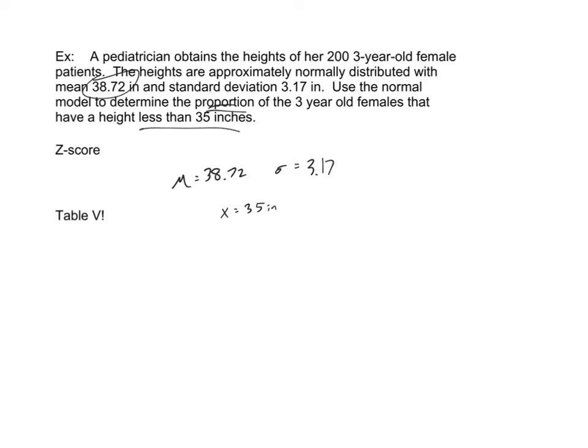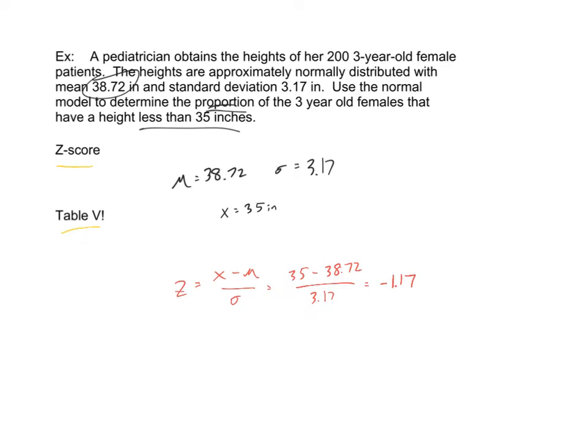So in this problem, the x that we're talking about is 35 inches. I've got the two steps over here. First, we're going to find a z-score. Z equals x minus mu over sigma. And then we're going to go to the table and look up our area and then write a sentence as a proportion. My x is 35 inches, mu, the mean, 38.72, over sigma, 3.17. Punch that into my calculator, and I get a z-score of negative 1.169, so we'll round that to 1.17.